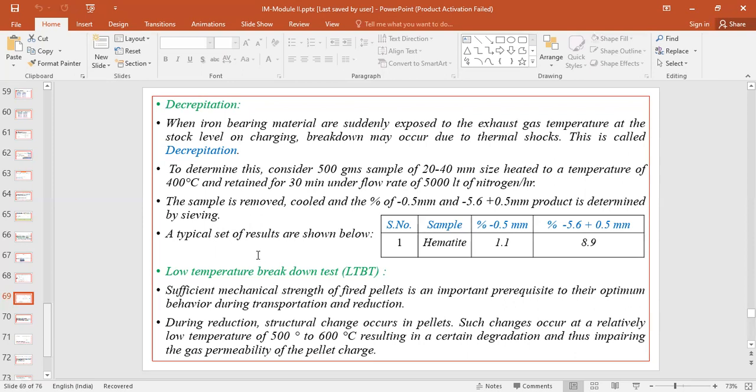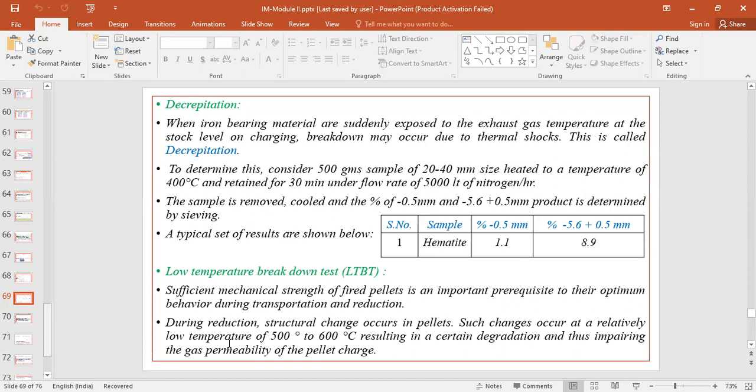So a typical set of results, if you can see, is for hematite ore. The percentage of minus 0.5 mm should be around 1.1, and the other should be around 8.9. Then we can say that these iron bearing materials have good resistance to degradation.